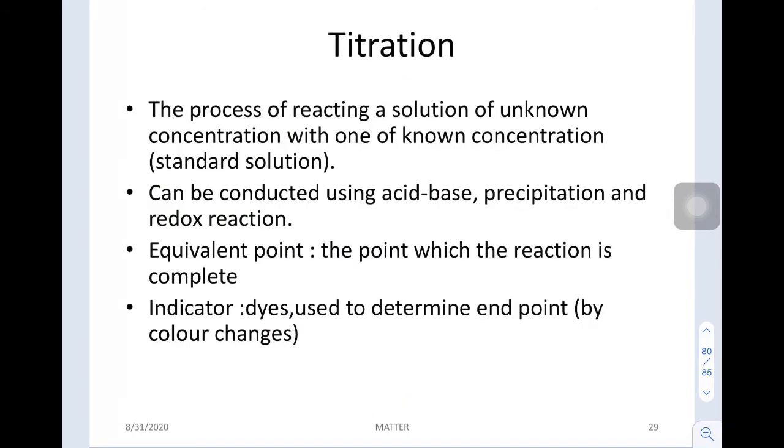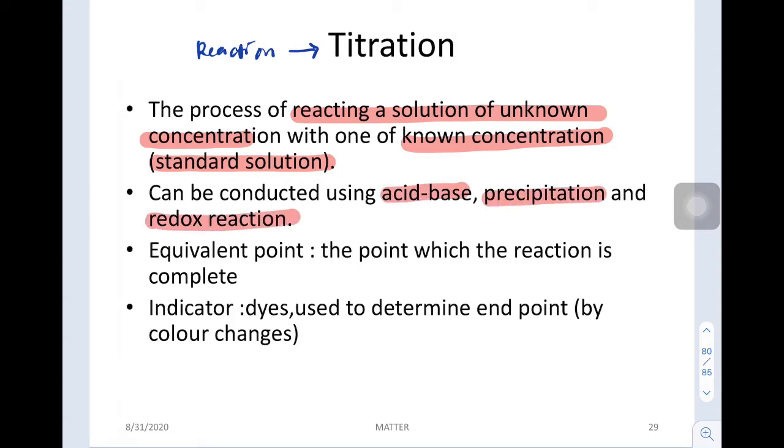The next process that applies the concentration unit is the reaction. One of the reaction methods is by applying the titration technique. This is the process of reacting a solution with an unknown concentration with another solution whose concentration we know, what we call a standard solution. It can be conducted for all three types of reaction that we have learned, either acid-base, precipitation, or redox reaction.